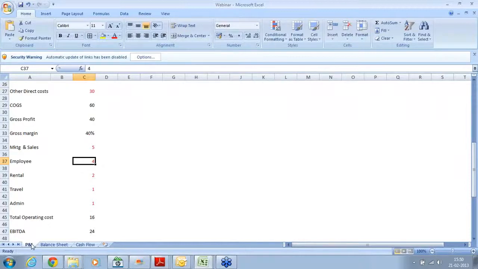So what I'm saying is, sales employee, you usually put it here, below COGS, not as part of COGS.